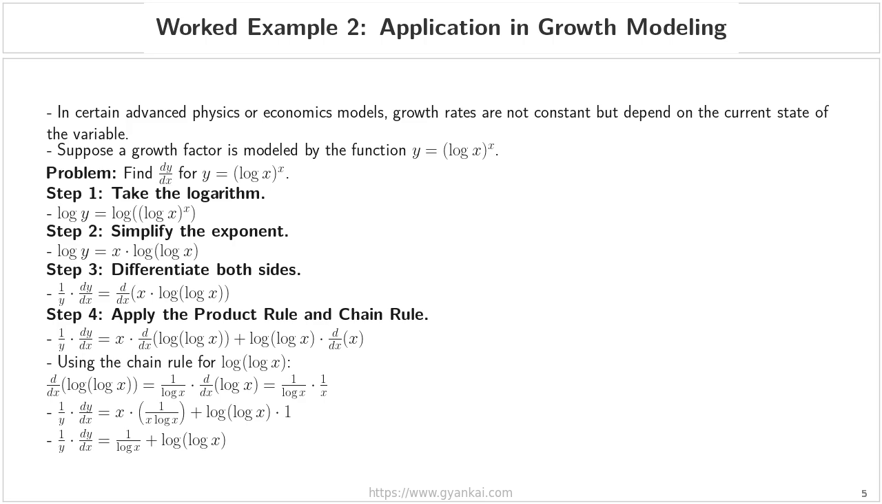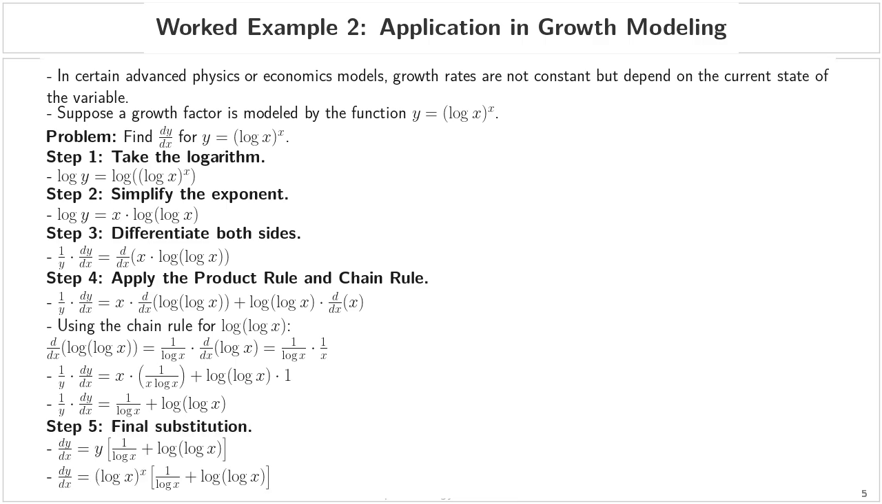Notice that the x in the numerator and denominator cancel each other out, simplifying the right side to 1 over log x plus log of log x. Finally, in step 5, we perform the final substitution. To isolate di over dx, we multiply the entire expression by y. This gives us di over dx equals y times the quantity 1 over log x plus log of log x.